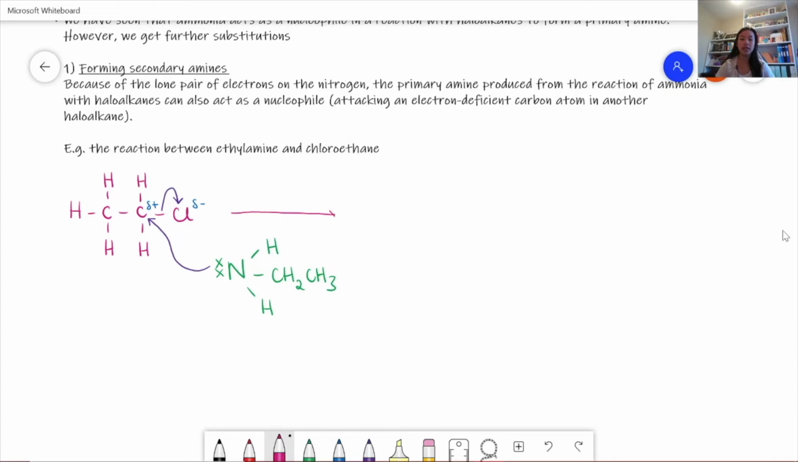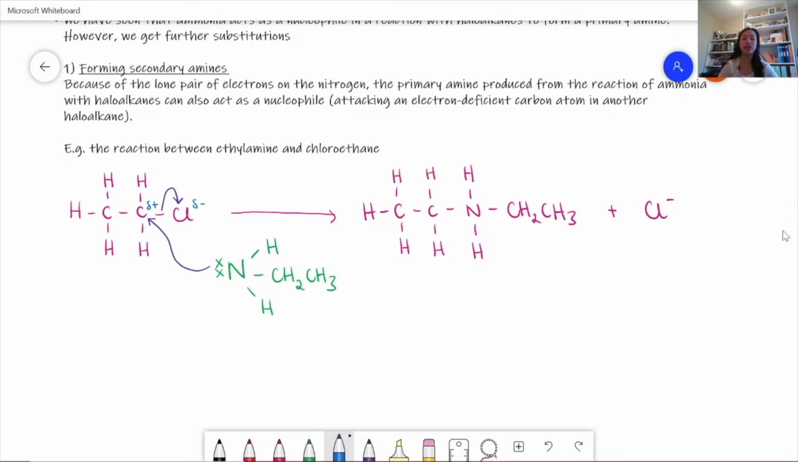So again, we form this intermediate where we have CH3 and then CH2. And then we've substituted the chlorine out for this ethylamine. So we have a nitrogen with 2 hydrogens and then the ethyl group. And of course, we have this Cl- ion again because electrons have moved towards the chlorine and removed it, and so it's become a negative ion. We also need to remember that this nitrogen is now positively charged because we've given away electrons to form this covalent bond with carbon.